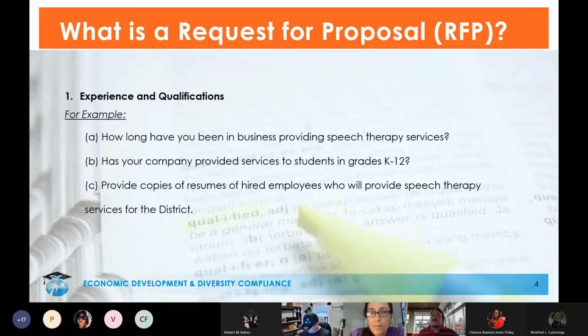Now, the RFP is set up in 4 different ways here. It asks for experience and qualifications, scope of services, the SMWBE participation program, and cost of services. So what I'm going to do is just give you a brief sample right now of the types of questions that could be asked for experience and qualification, scope of services, cost of services, and the SMWBE participation program.